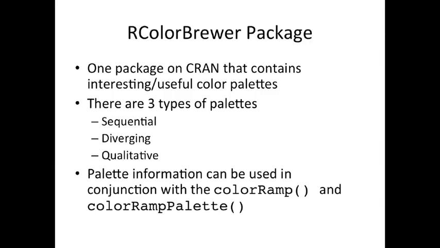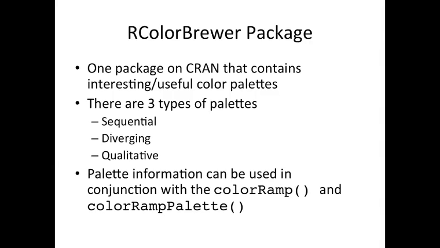The 3 types of palettes that you can get from the RColorBrewer package are the sequential palettes, the diverging palettes, and the qualitative palettes. The sequential palettes are used for data that are ordered. You can think of this as being used for numerical data or continuous data. It doesn't have to be continuous, but the idea is that the data are ordered from low to high. The diverging palettes can be used for data that diverge or deviate from something.